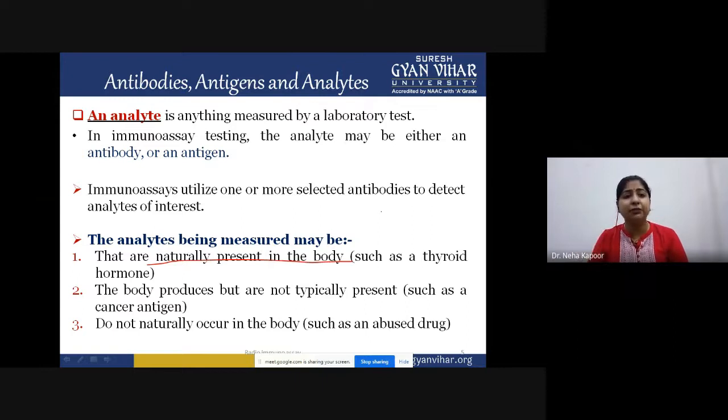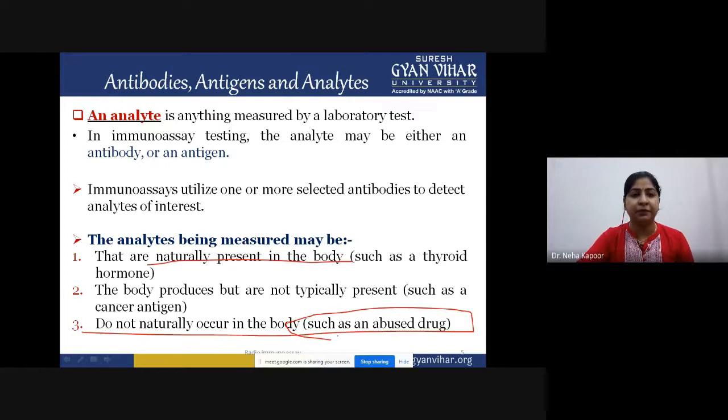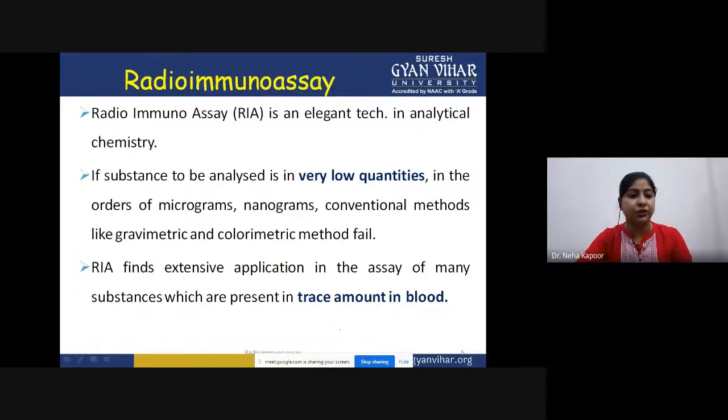However, there are many molecules that normally are not present inside our body. The upper two points that I have discussed are molecules that are naturally present in the body. For example, thyroid hormone is a part of our body. For example, cancer antigen: if our immune system is not working properly, or if our cells are growing uncontrollably, in that case cancer antigens would be there. But there are certain molecules that are normally not present in our body, for example any kind of drug. That can also be measured.